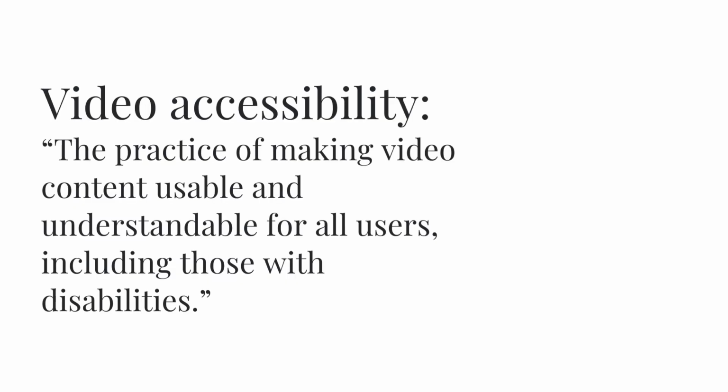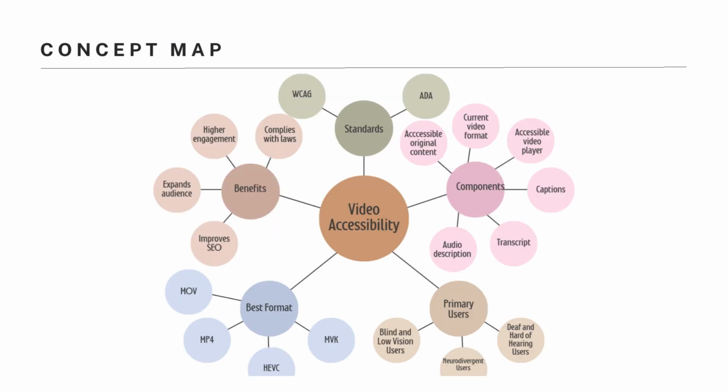So, what is video accessibility? Video accessibility is the practice of making video content usable and understandable for all users, including those with disabilities. Here's our concept map, which will be guiding us today.